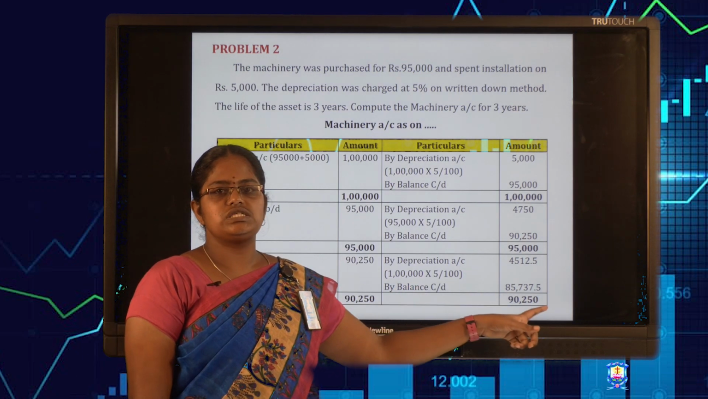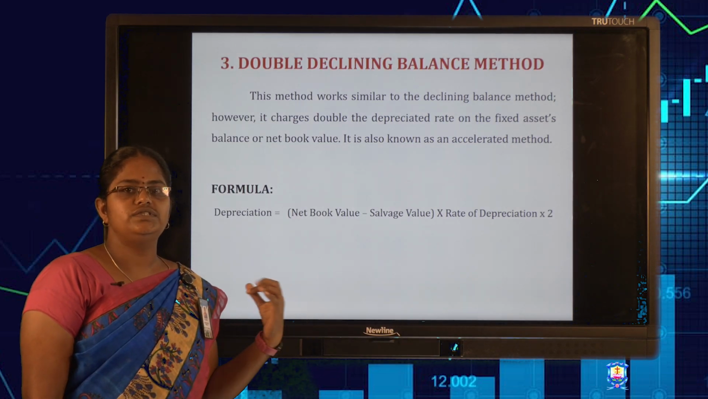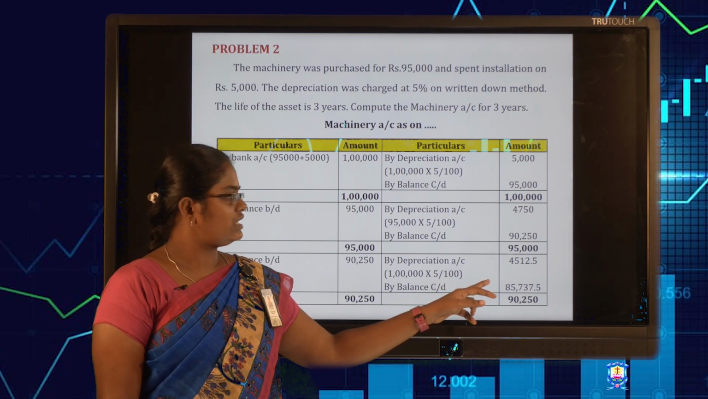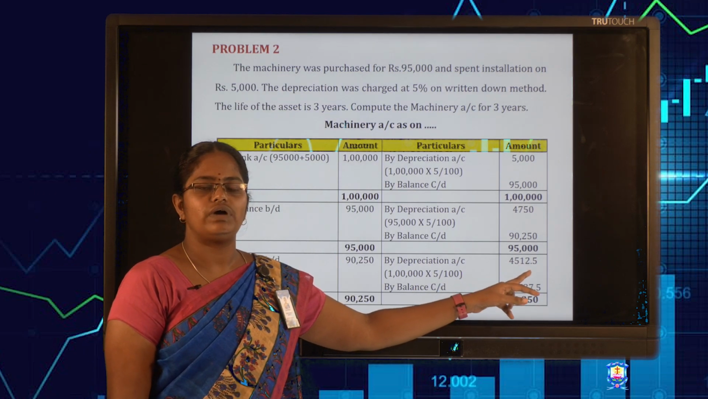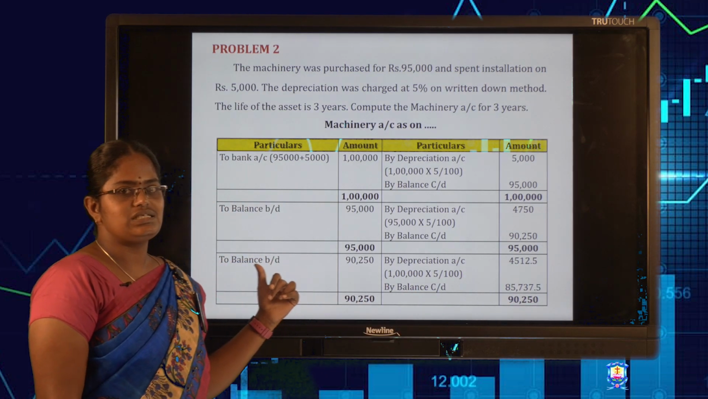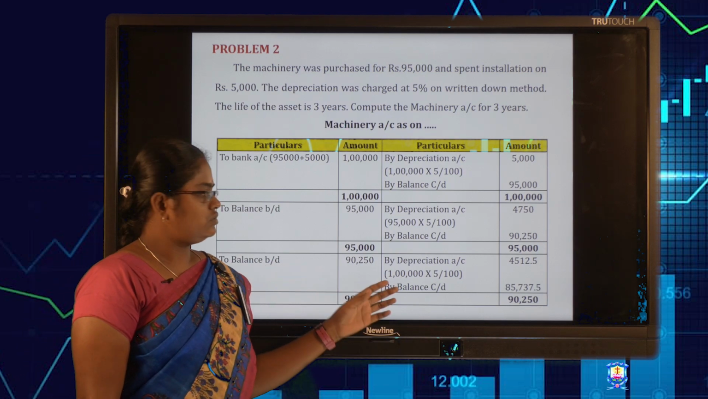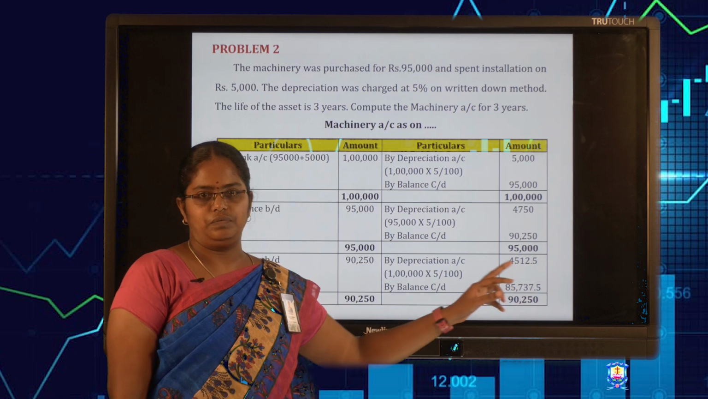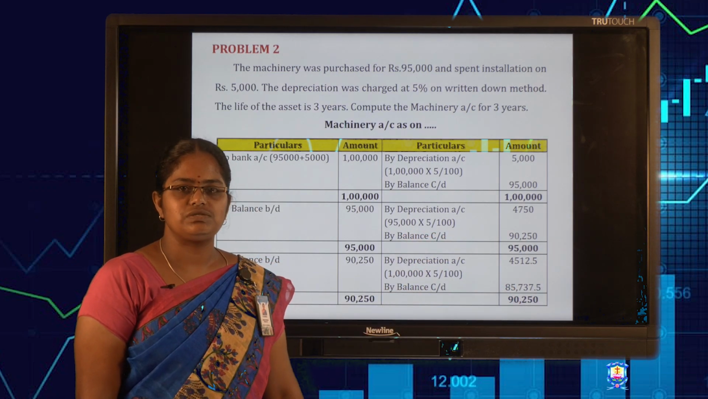The depreciation was charged on book value of third year. So 80,000 into 5% is equal to 4,512.5. It is less in book value. The closing balance is 85,737.5. This is called diminishing balance method.